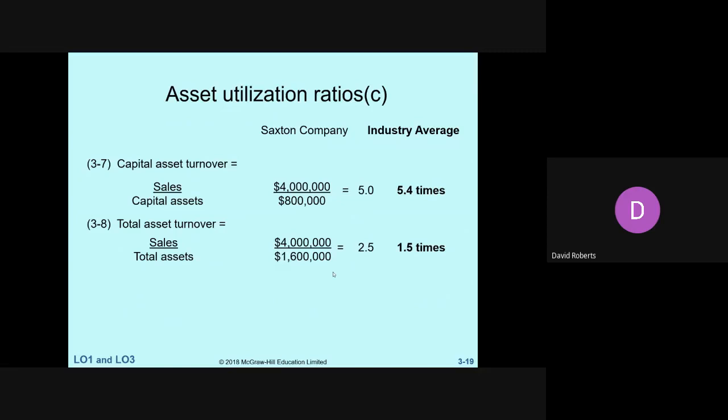And again, same thing with asset turnover. It's just the same thing as capital assets or inventory for that matter. And overall, this company with all of their assets is doing a good job of generating $2.50 of sales for every dollar of assets, where the industry is only 1.5. Investors will look at numbers like this.